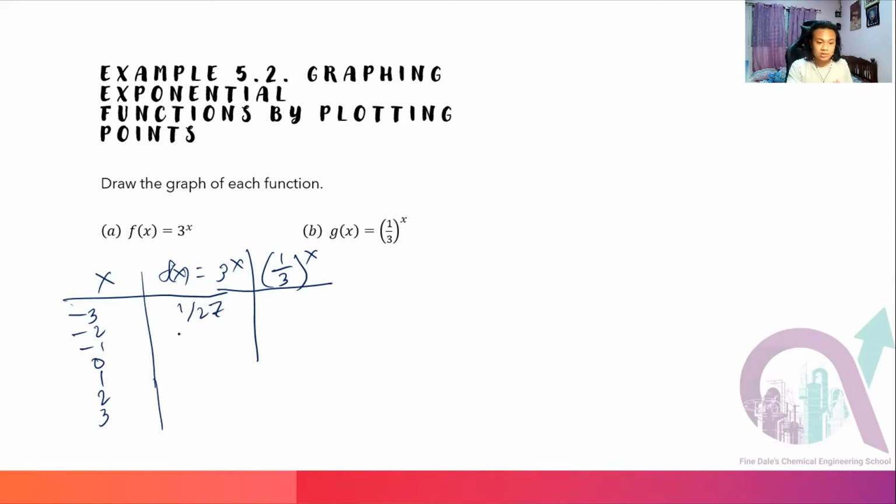So you will see 1/9, 1/3, and then 1, and then 3, 1, then 0. No, there is no 0. It's 1, then 3, then 9, then 27. So if flipped, this is 27.